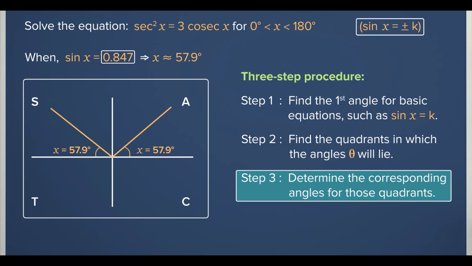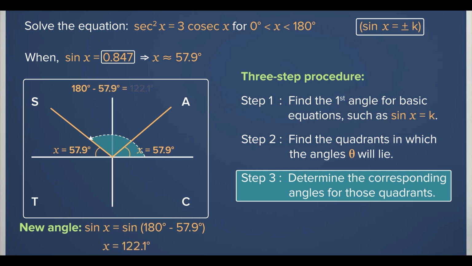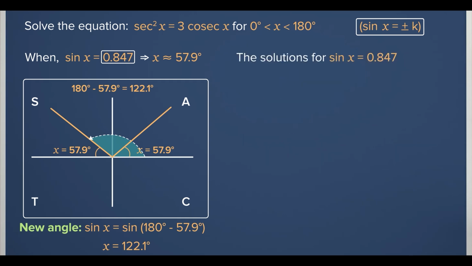Step 3. We find the angle in the second quadrant. So, the angle we need is obtained from anticlockwise rotation from the base angle of the first quadrant. Hence, we can see that the new angle in the second quadrant is 180 degrees minus 57.9 degrees, which is 122.1 degrees. Hence, the solutions for sine x equals 0.847 are 57.9 and 122.1 degrees.